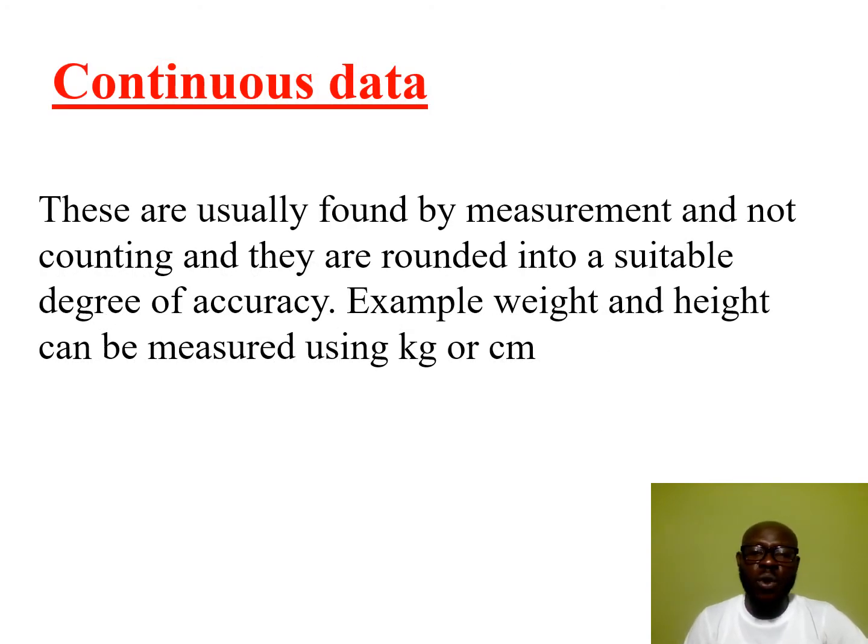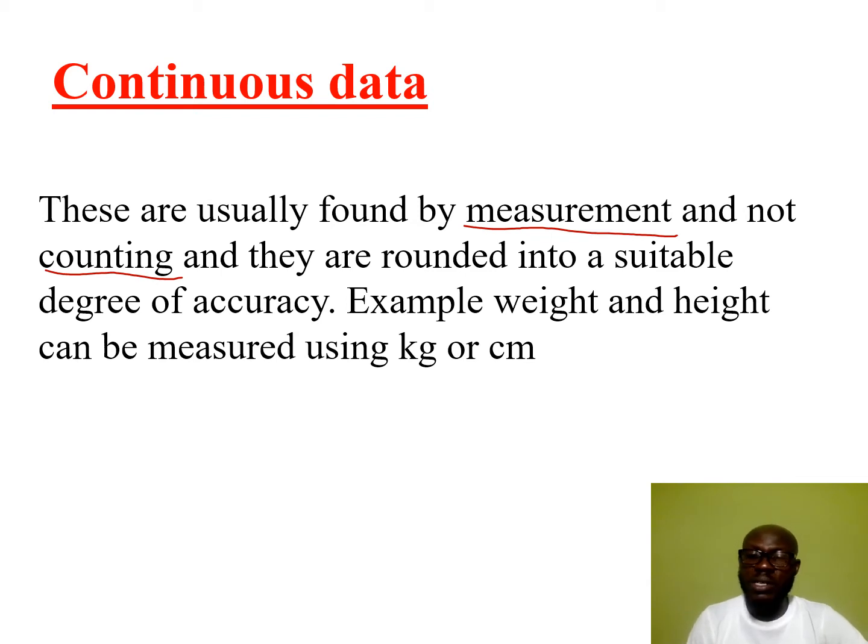Alright. Now, when we say continuous data, they are found by measurement, not counting. Take note. They are found by measurement, not counting. So with the continuous data, we don't deal with numbers. We deal with objects. We measure objects. That becomes continuous data into a suitable degree of accuracy. A suitable degree of accuracy. That becomes continuous data.